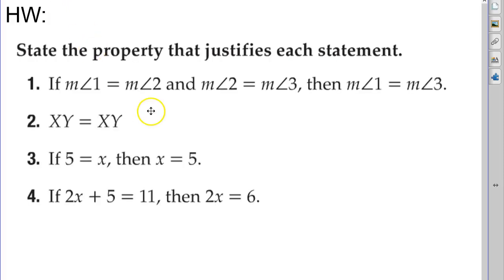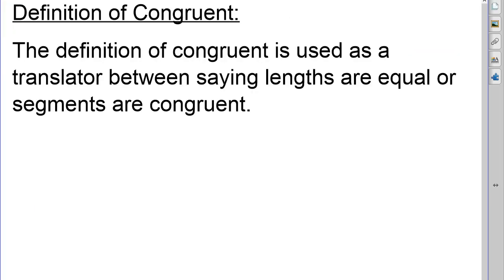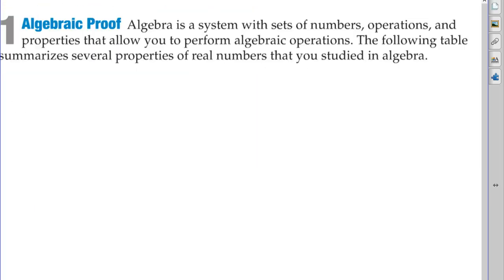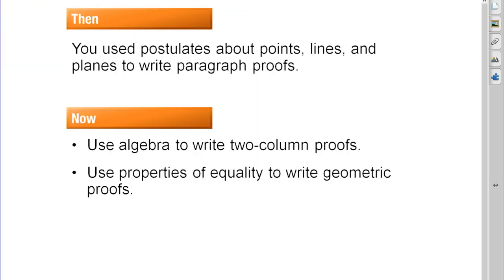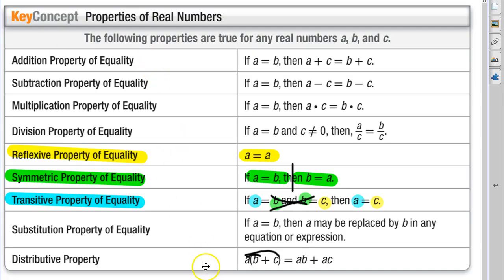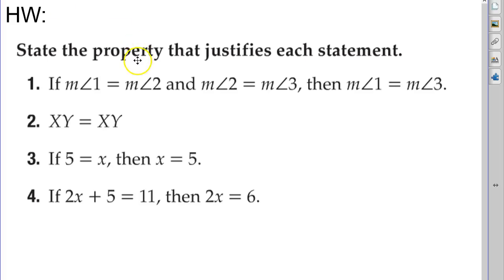Now, for homework for tomorrow, okay, it's problems 1 through 4 in the book. So you're going to state which properties these are, go back to these geometric proof properties here, or maybe all the way back to the opening properties here, but it's going to be one of these properties that you're going to use, and your job is to state which ones. So there we go, 1 through 4.